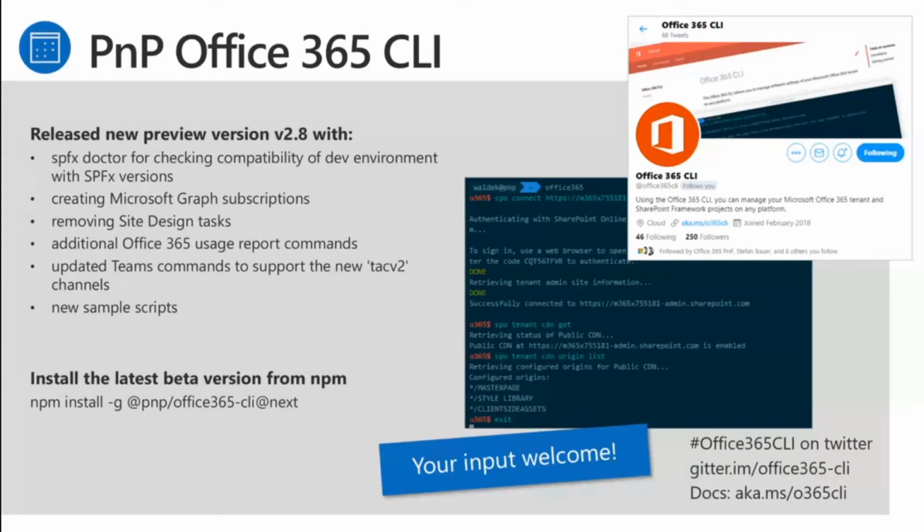On the Office 365 CLI, there are a few updates. So new preview version 1.8, and that has the SPFx Doctor for checking compatibility of dev environments with SPFx versions. Super awesome capabilities. Creating Microsoft Graph subscriptions, removing site design tasks, additional Office 365 usage reports commands, updated Teams commands for support of new TAC v2 channels, and new sample scripts. A really important thing also, the sample scripts. So in the CLI documentation, there's now better sample documentation and additional things, so people can more easily understand how you can take advantage of this command line tool.